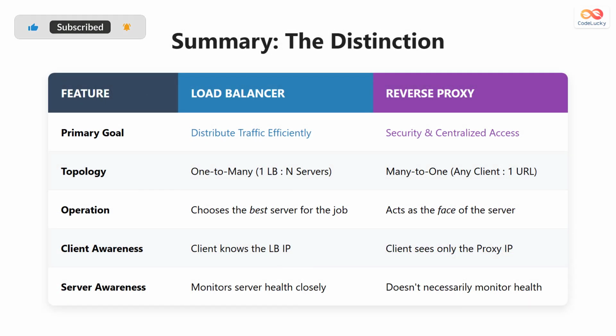Let's summarize the differences. A load balancer's goal is efficiency and uptime through distribution. A reverse proxy's goal is security and centralized access. While a load balancer knows about the health of the server pool, a reverse proxy is more concerned with processing the request before it even reaches the server.